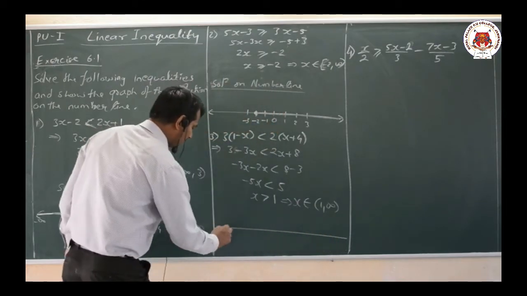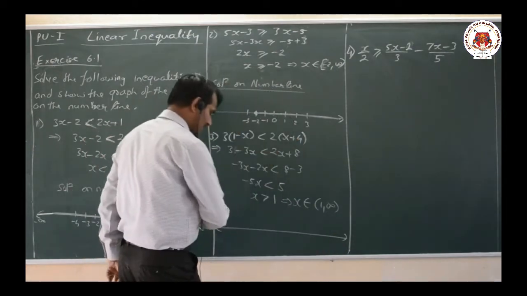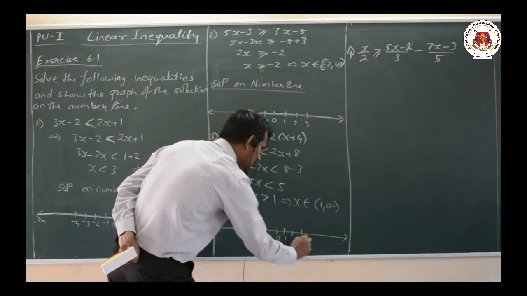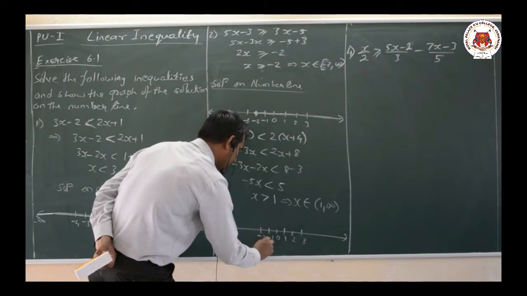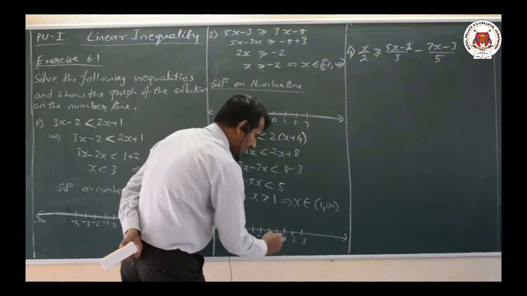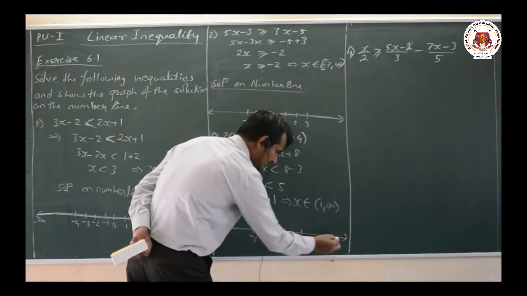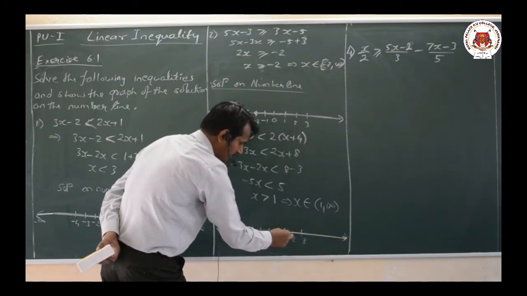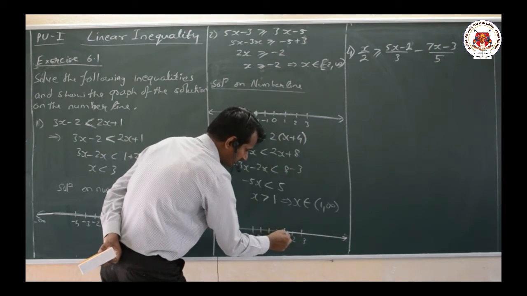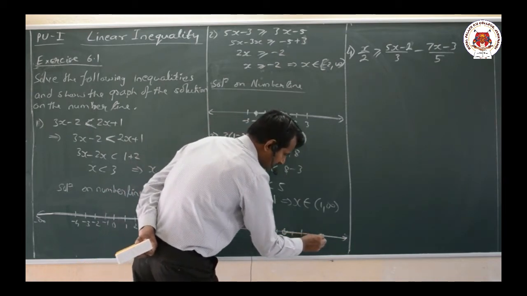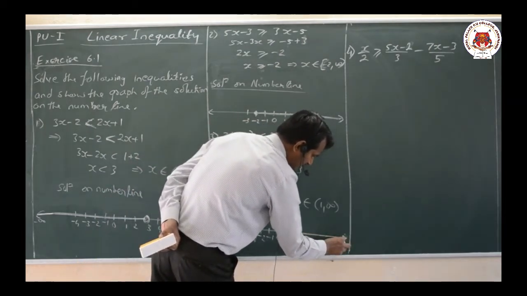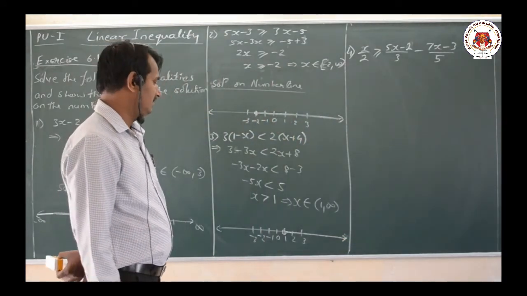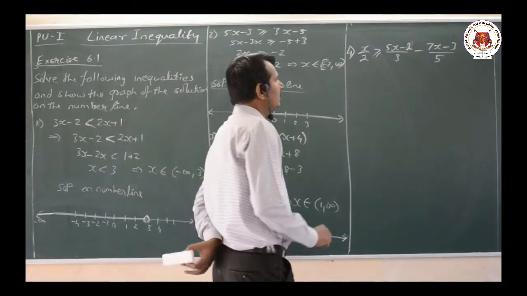Now on the number line, so it is our number line, minus infinity, plus infinity, then 0, 1, 2, then 3, then minus 1, minus 2, minus 3. Next we have greater than 1. Okay, that is nothing but our solution on the number line. Now let us start with the fourth point.